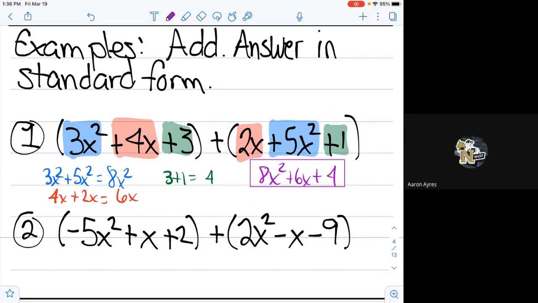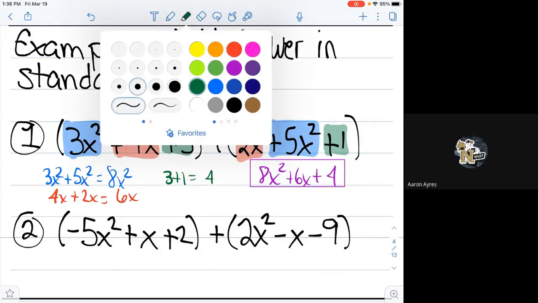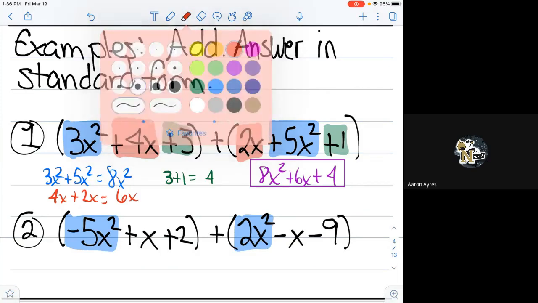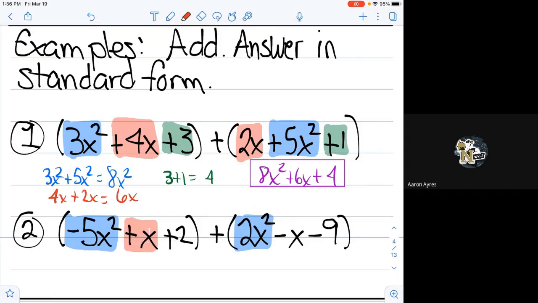All right, so I need help. Blake, how about a pair of like terms? Can you find one for me, please, on number 2? Negative 5x squared and 2x squared. Very good. Another one, please. Tony. Positive x and negative x. Good. And I believe there's one more here. Positive 2 and negative 9.